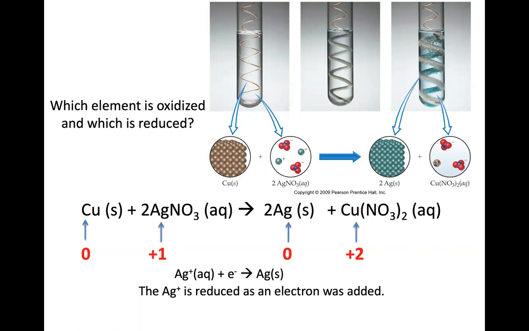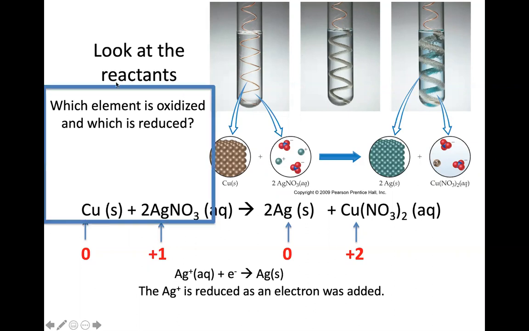When I'm applying those terms right here, which element is oxidized, which is reduced, we're referring to the specific atoms, and we want to look at the reactants for those. Yes, we want to do a comparison from the reactants to the products, but when we talk about the element being reduced, the element being oxidized, we're talking about them when they were reactants. So in this case, the silver plus is being reduced as it gains an electron, and the copper solid is being oxidized as it loses the electrons.